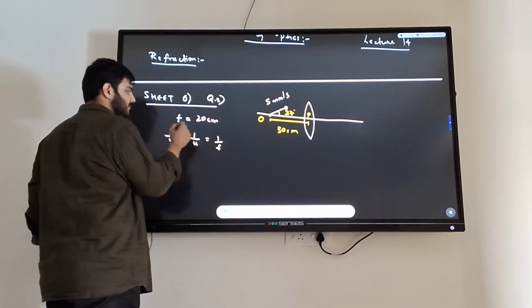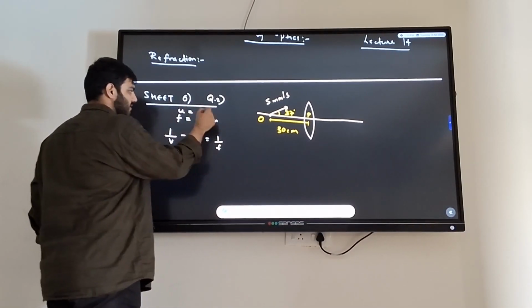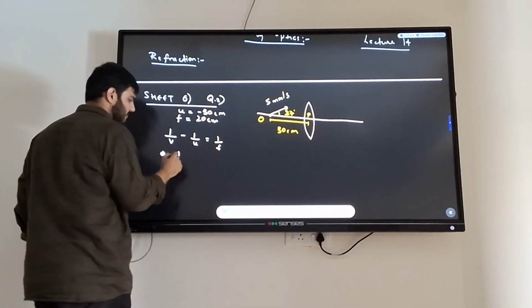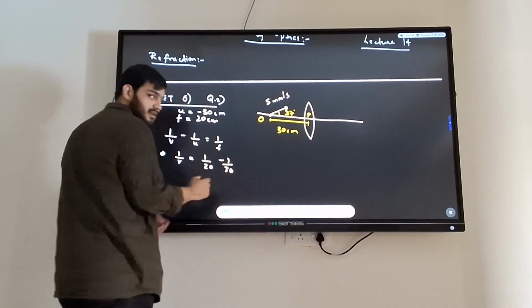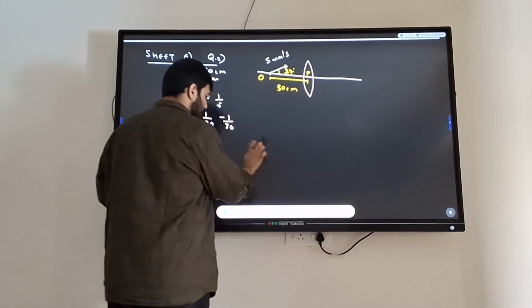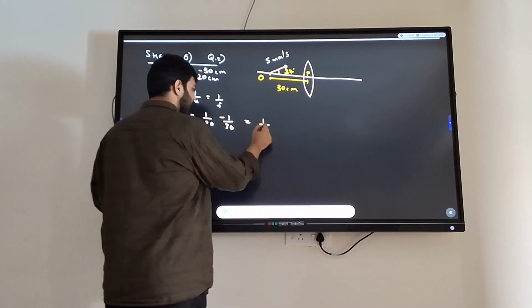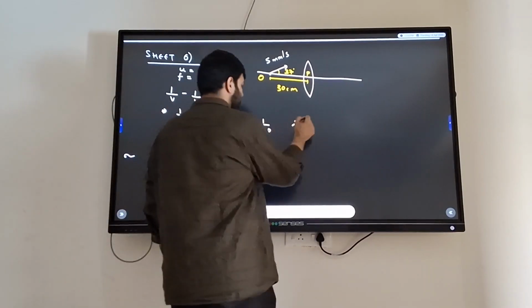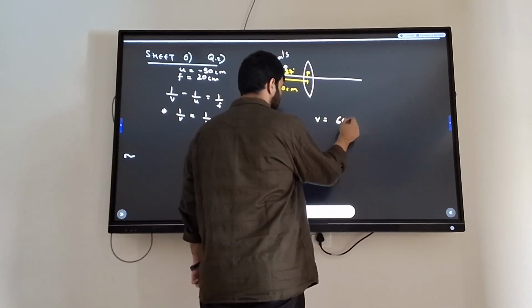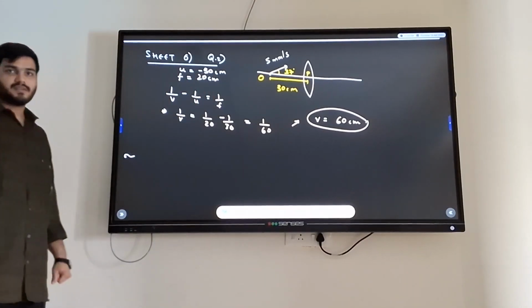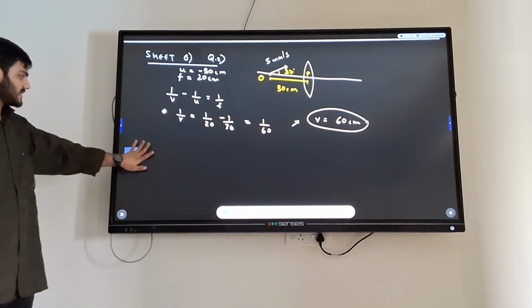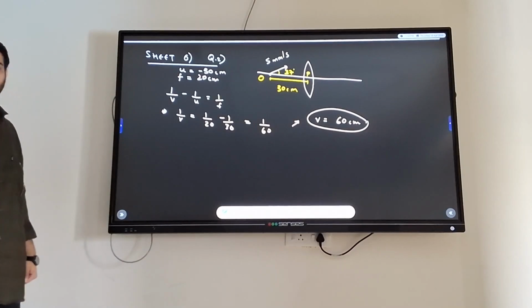What is u? Minus 30. Then what will be v? 1 by 20 minus 1 by 30. I think you will get something like 60. Yeah, 1 by 60 are right here. And then what will be? It's 20 plus 60. Please check my calculations. Then what will be? Acha, they are asking to find the velocity vector.